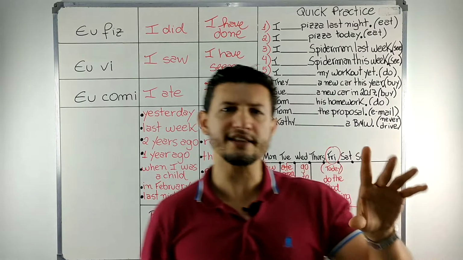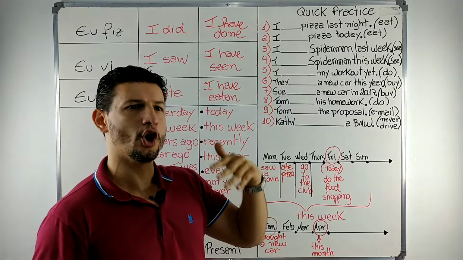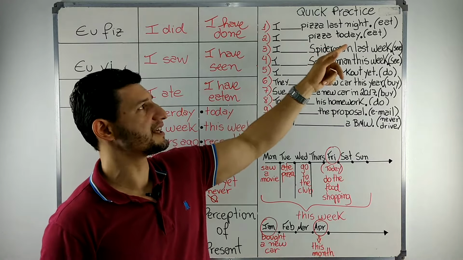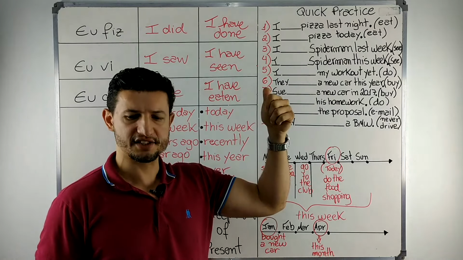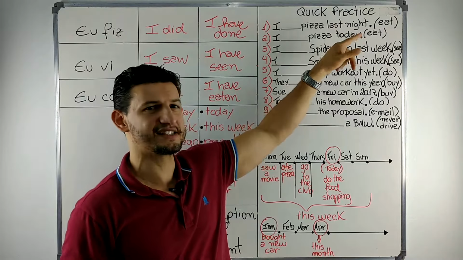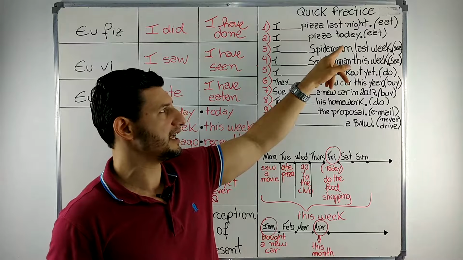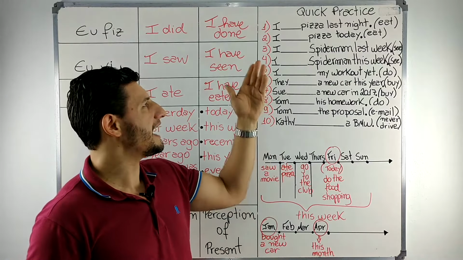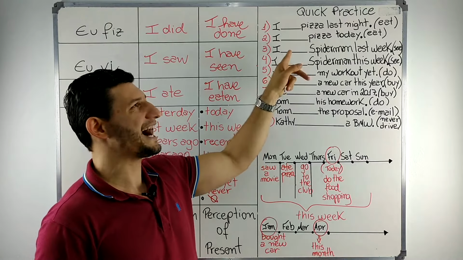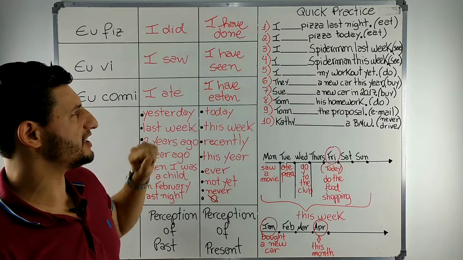Correct? And now let's have a very quick practice, so that you can have a better notion on how to use it correctly. So, number 1, I ate pizza last night. Eat. I ate pizza last night because last night gives you a perception of past. Number 2, I eat pizza today. Today, perception of present. I have eaten pizza today.